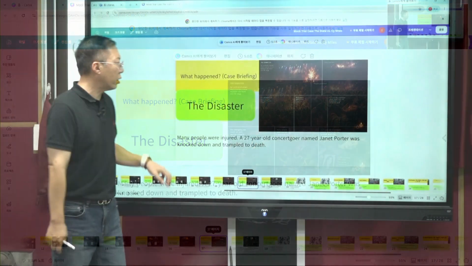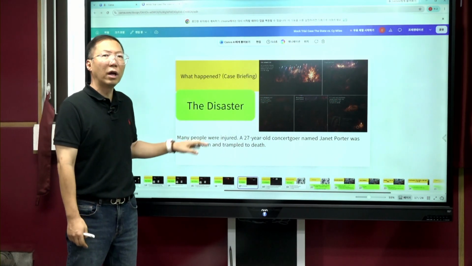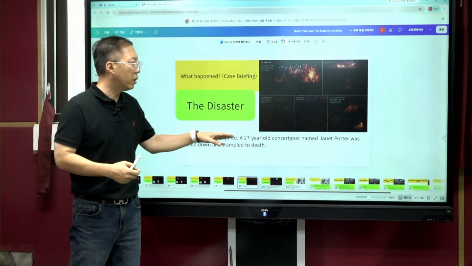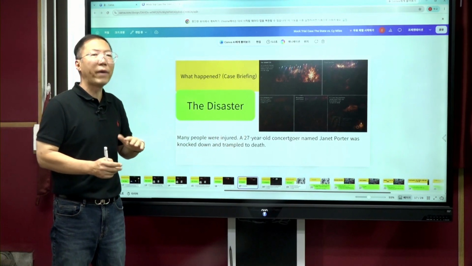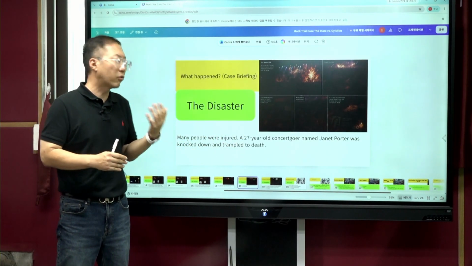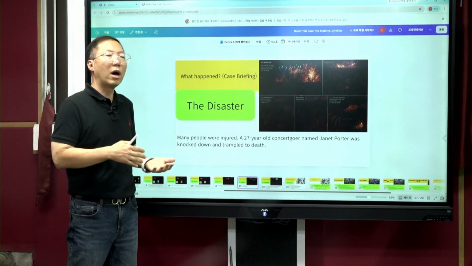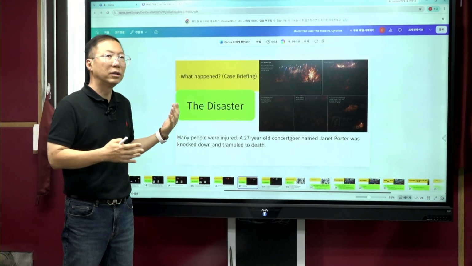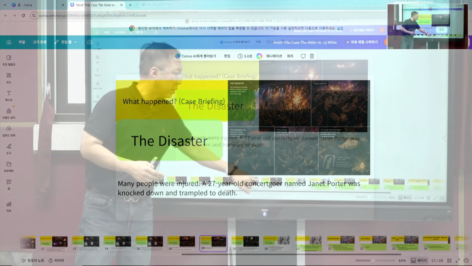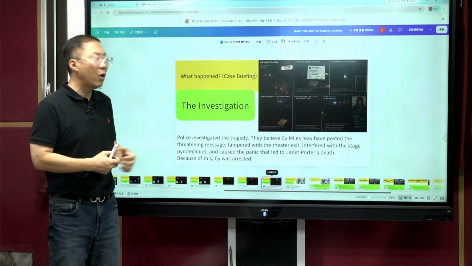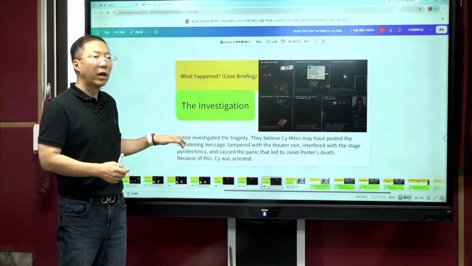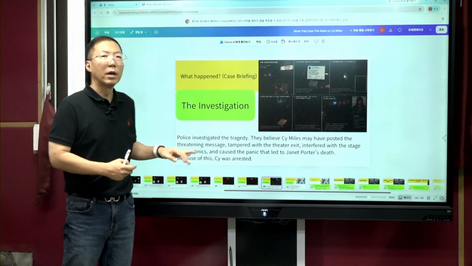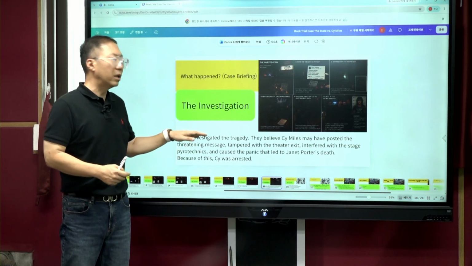As a result, many people got injured, and there was a 27-year-old woman named Janet Porter. She fell down to the ground and was trampled to death. A lot of people just stepped on her and she died. So it becomes a serious accident now. Police of the state of South Carolina arrive at the scene. They are investigating the tragedy.